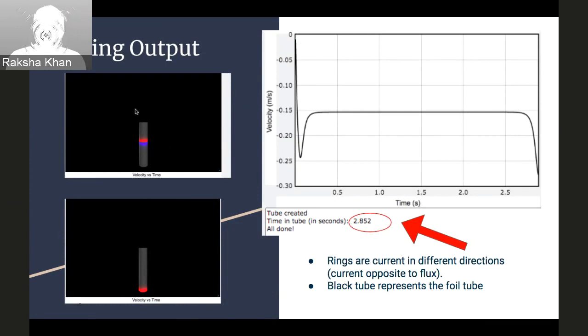And on the left, the blue and the red rings represent the current in different directions, one of them going clockwise and the other anti-clockwise. And also remember the current is opposite to the flux. And then the black tube just represents the foil tube.